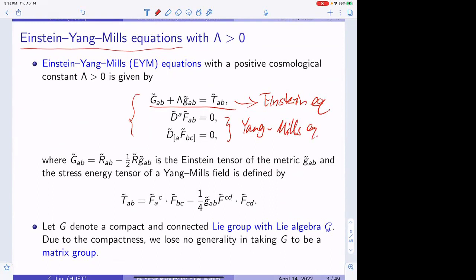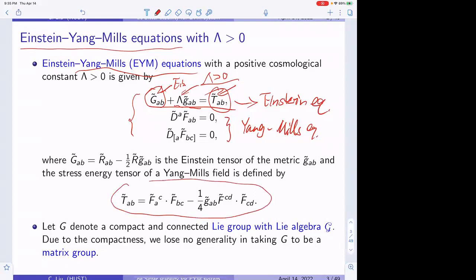In this equation, G tilde AB is the Einstein tensor and T tilde AB is the stress energy tensor. Here lambda is a cosmological constant. In our paper, we only care about the positive cosmological constant, because we are thinking about de Sitter space, so it is strongly related to lambda bigger than 0. If we consider the Yang-Mills field, then the stress energy tensor takes this form.